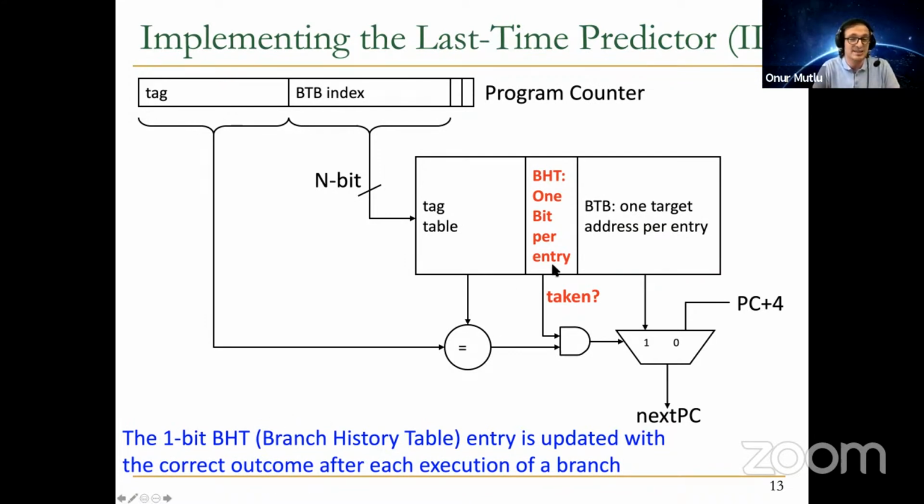And you can see that the 1 bit entry is updated with the correct outcome after each execution of a branch. So after you execute the branch, you update this plus the target address. Okay, so hopefully this is clear.